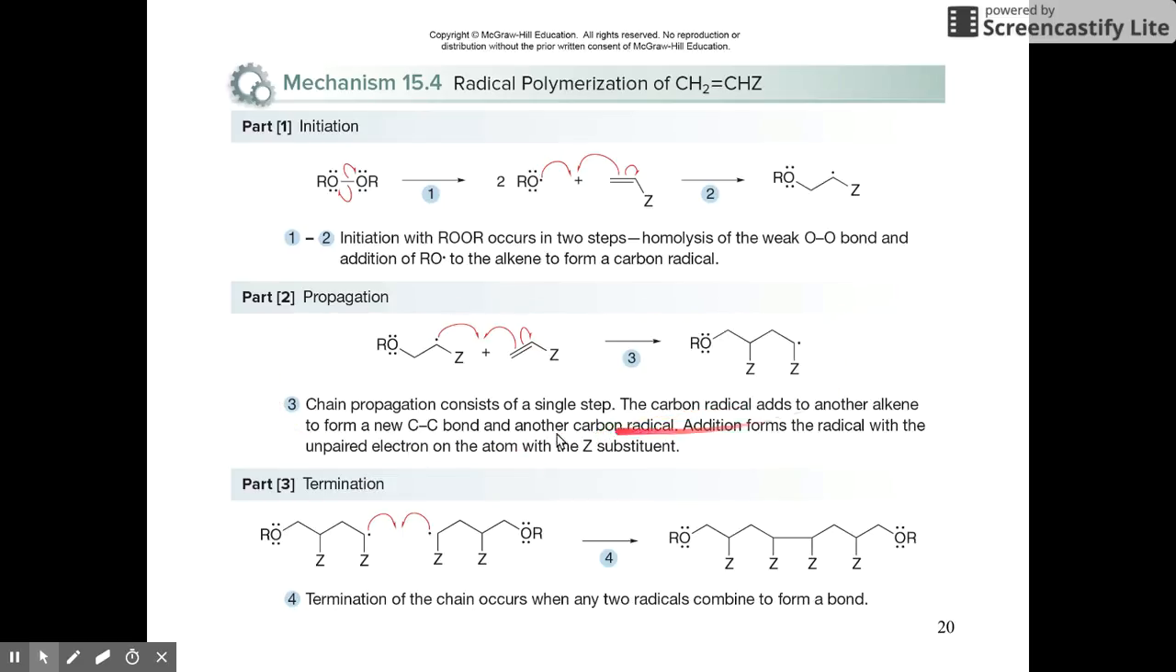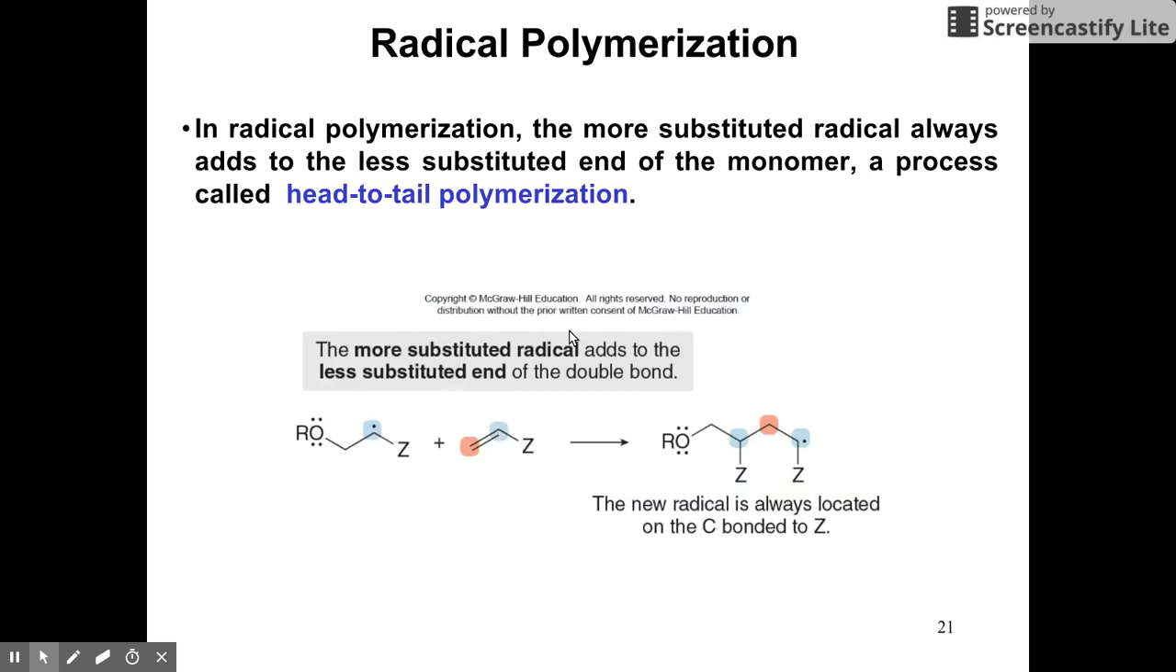This process, this propagation process, can go on and on for lots and lots of rounds to make very long chains. And so, as you know, this is important in terms of the more substituted radical always adds to the less substituted end, because if this didn't happen, we would have lots of different types of polymers. And so this is just mainly a summary of the different types of reactions that we can do with radicals. And this concludes our discussion of Chapter 15.